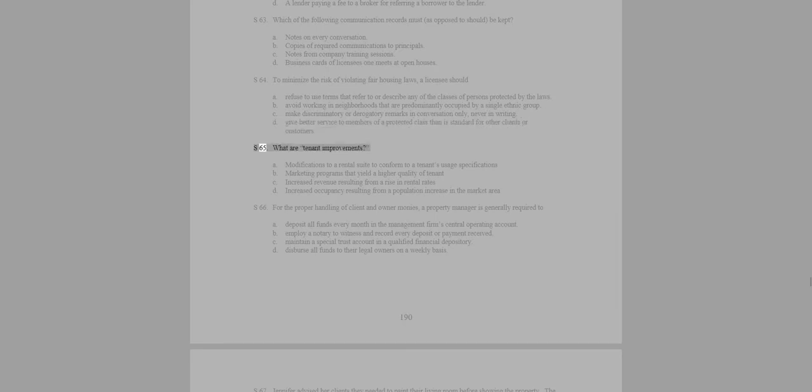S65. What are tenant improvements? A. Modifications to a rental suite to conform to a tenant's usage specifications. B. Marketing programs that yield a higher quality of tenancy. C. Increased revenue resulting from a rise in rental rates. D. Increased occupancy resulting from a population increase in the market area.